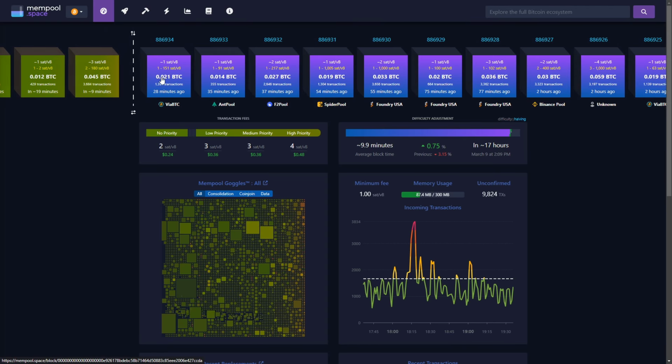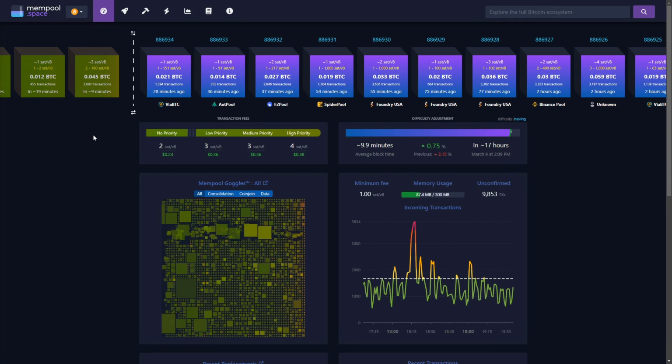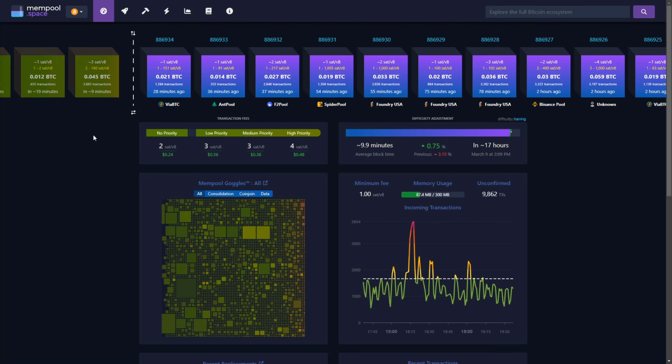And what this number means here is the amount of fees paid in this block. So the miners that mined this block got 0.02 BTC in fees for mining the block, which is actually very small. This is a lot smaller than normal.